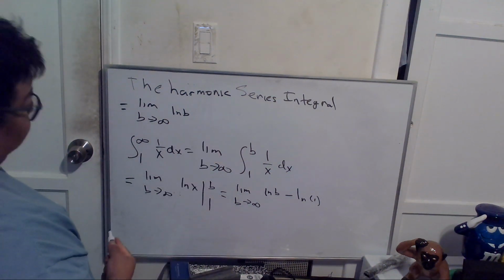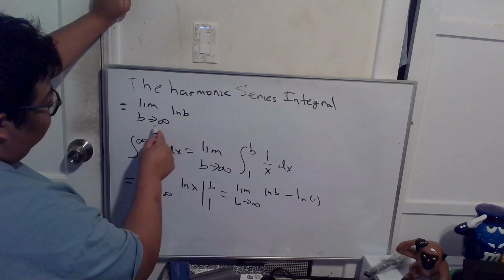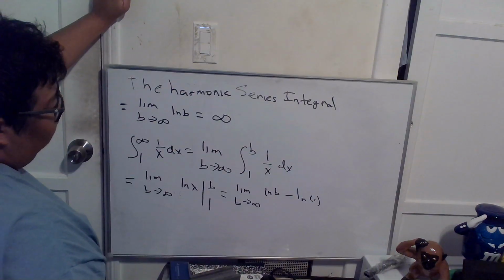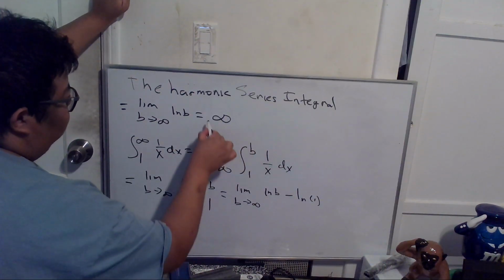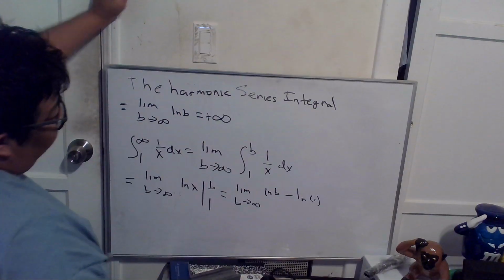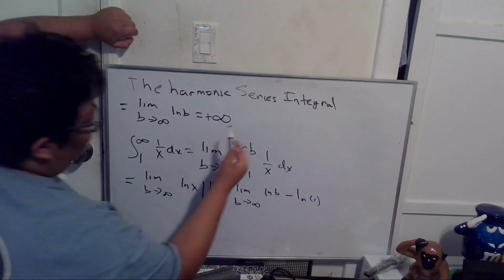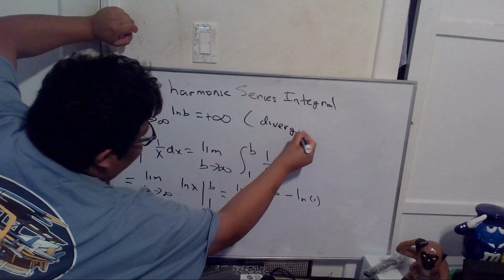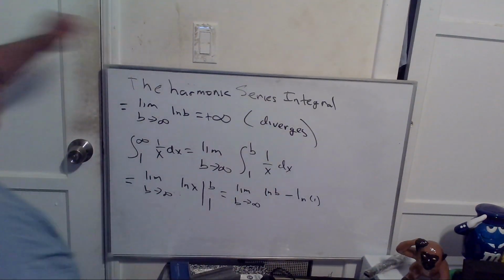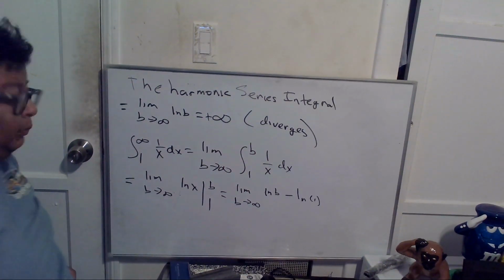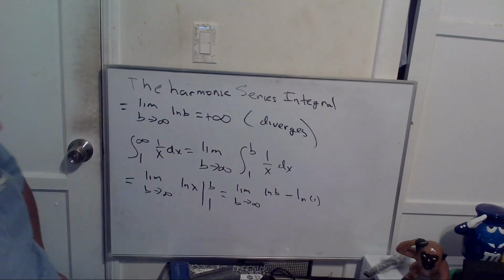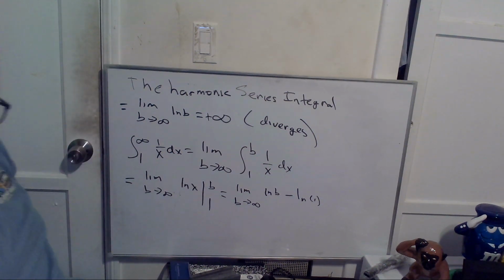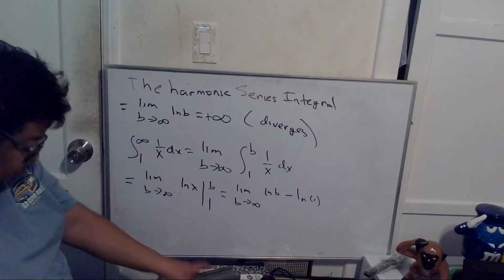And it turns out that the function ln of b as b approaches infinity is equal to infinity. It blows up. Positive infinity. So this tells me that the integral diverges. So that's the first important example that we're going to talk about.